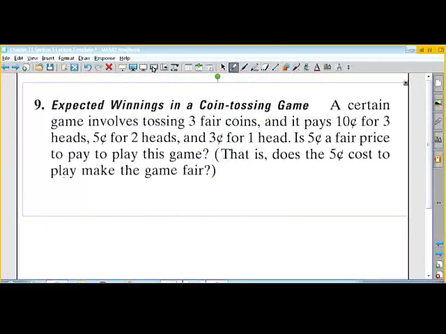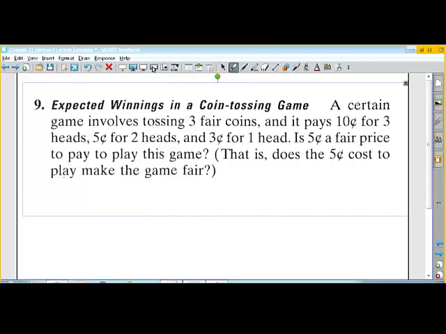We have a game involving the tossing of 3 fair coins. To play the game, you put in 5 cents, and then you toss 3 coins, or 1 coin 3 times. If you get 3 heads, you get 10 cents back, more than you put in. If you get 2 heads, you get 5 cents, what you paid in. If you get 1 head, you only get 3 cents, and if you get 0 heads, you don't get any money back at all. So the question is, is 5 cents a fair price to pay to play this game?